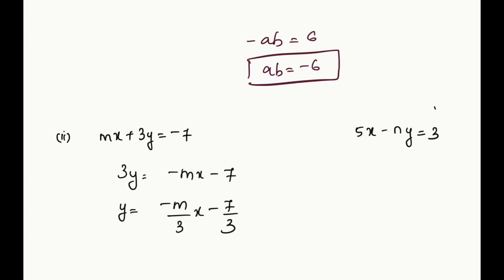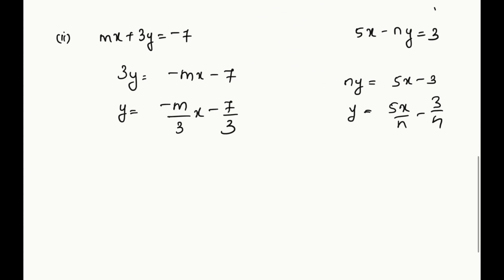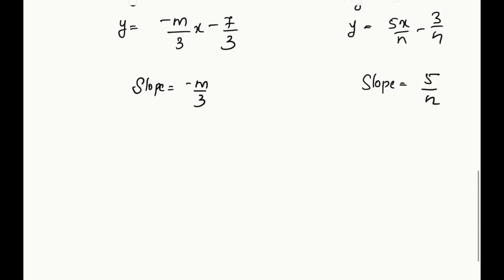Here again we have ny equal to 5x minus 3. y is equal to 5x by n minus 3 by n. Okay. What will be the slope here? In this case, slope is equal to minus m by 3 and here slope is equal to 5 by n. Okay. So since the lines are perpendicular, what will be the relation we can write?